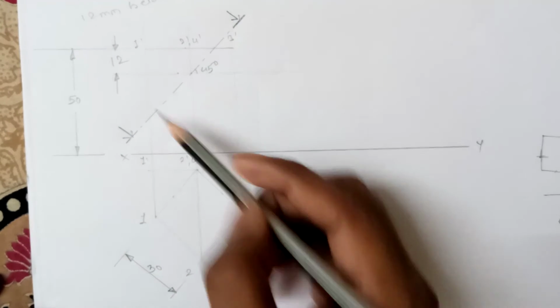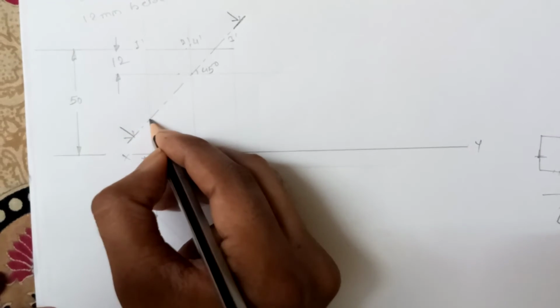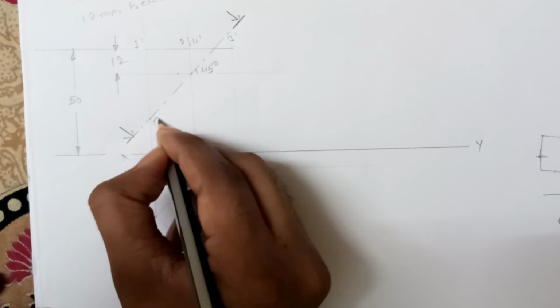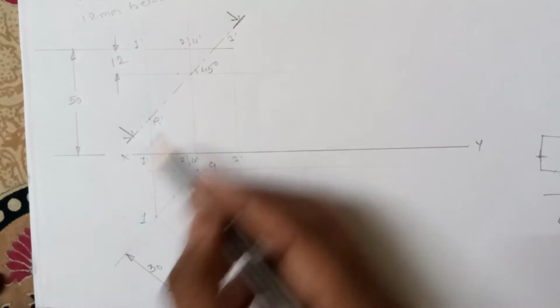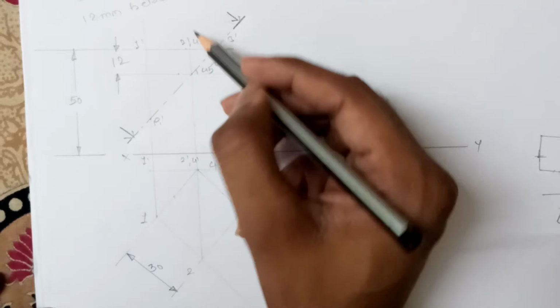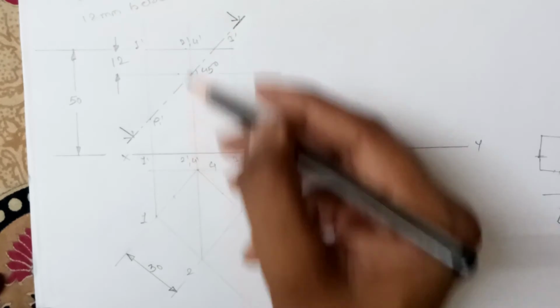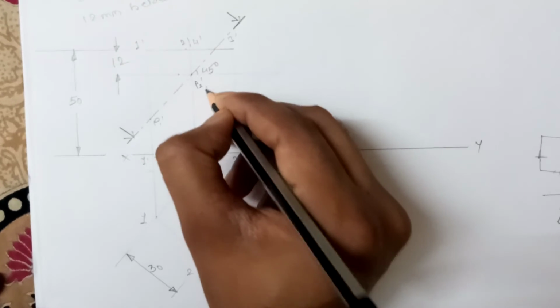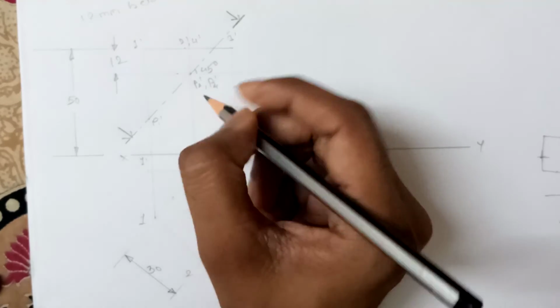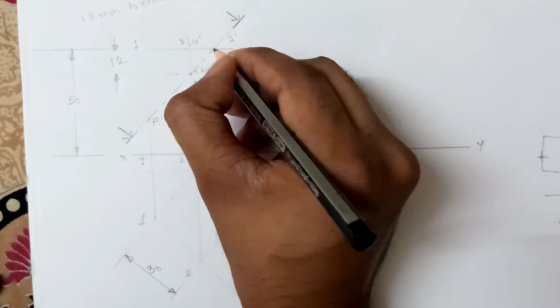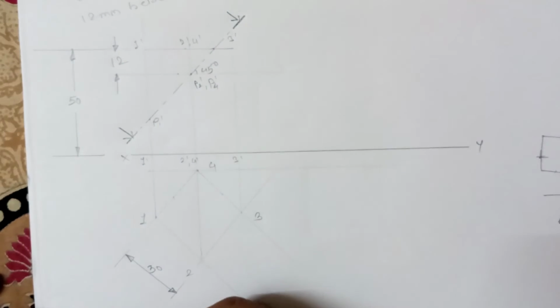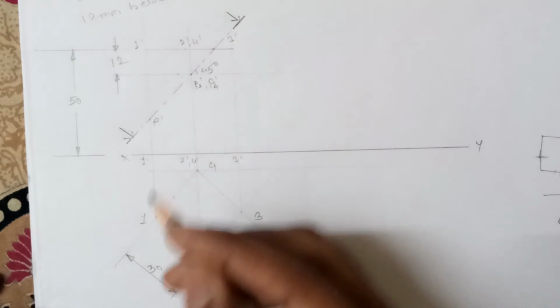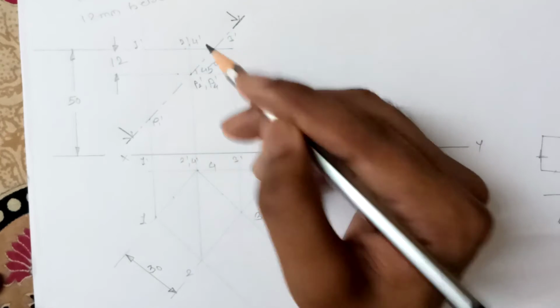This section plane is cutting this one side, so this point will be P1 dash. Similarly, this section plane is cutting 2 dash, 4 dash, so this point is P2 dash and this point is P4 dash. Now here it is cutting the top base. When any section plane cuts the base, we give the label as A, B.